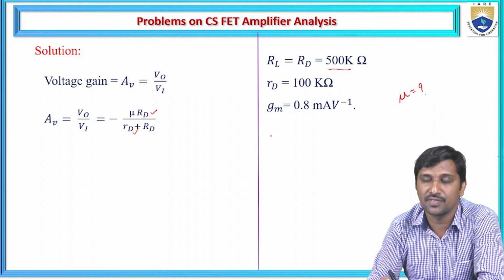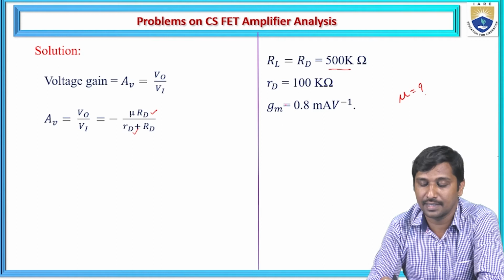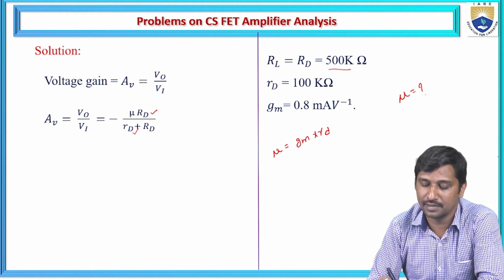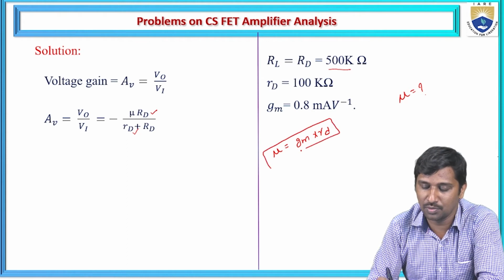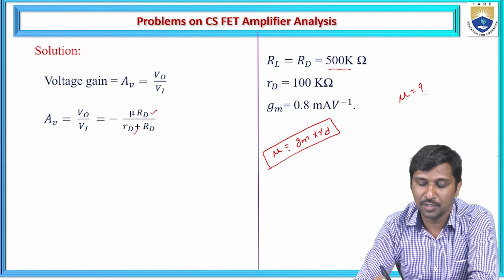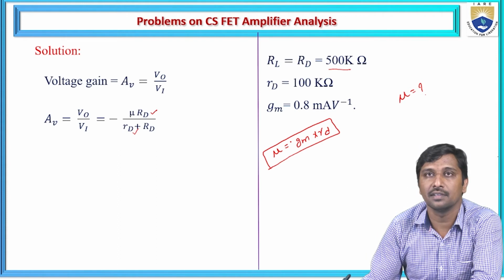Based on the given specifications, we know the relation between the transconductance and the internal drain resistance. The amplification factor is defined as the product of transconductance and internal drain resistance. Hence mu is equal to gm times rd. So first we need to calculate this amplification factor.